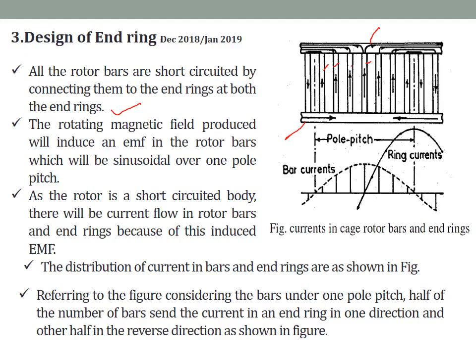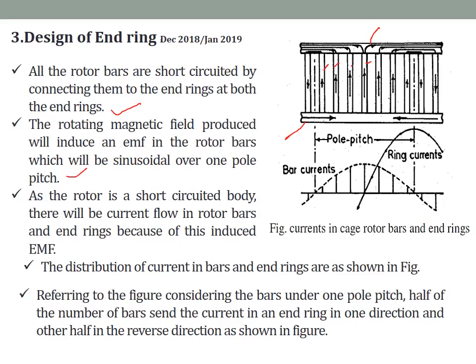Initially the rotor is stationary. When you give supply to the stator, a rotating magnetic field is produced in the air gap. This will link with the rotor, and because of this, EMF will be induced in the rotor bars. This is sinusoidal in nature over one pole pitch.